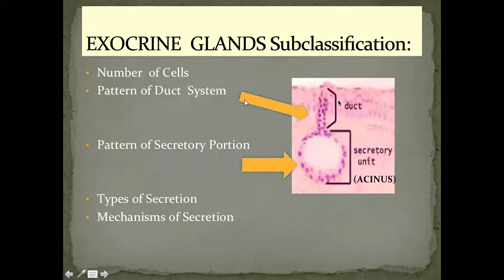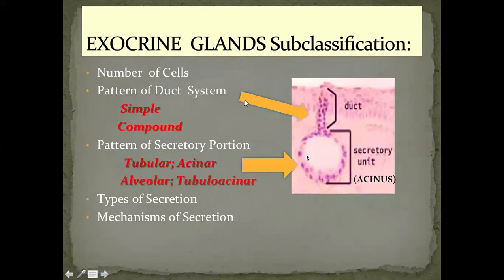As I have said, the glands have two parts, no? The secretory portion and the excretory portion, or your ducts. The secretory unit is also called the acinus or the acini. So let's look first at the duct system. The duct system can be simple or compound. Simple, when there is only one; when it multiplies, it is called compound. Whereas the secretory portion can be tubular, acinar, alveolar, or tubulo-acinar.